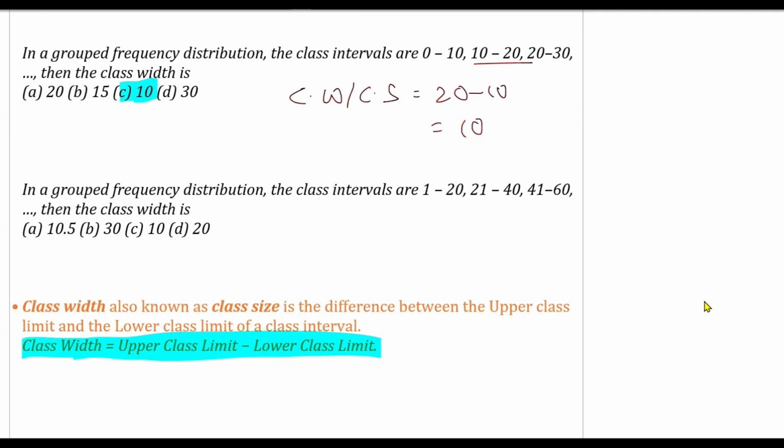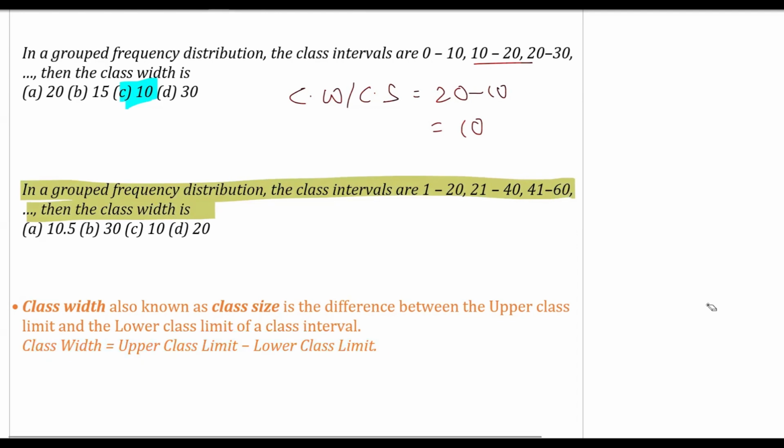And you will say your answer is correct. But the confusion will arise if I give you this table over here, and if you go for this formula, that is class width, you may end up doing it wrong, because upper limit minus lower limit is 19. And as you can see, 19 is not an option over here. Now, what is the thing that you have to keep in mind?